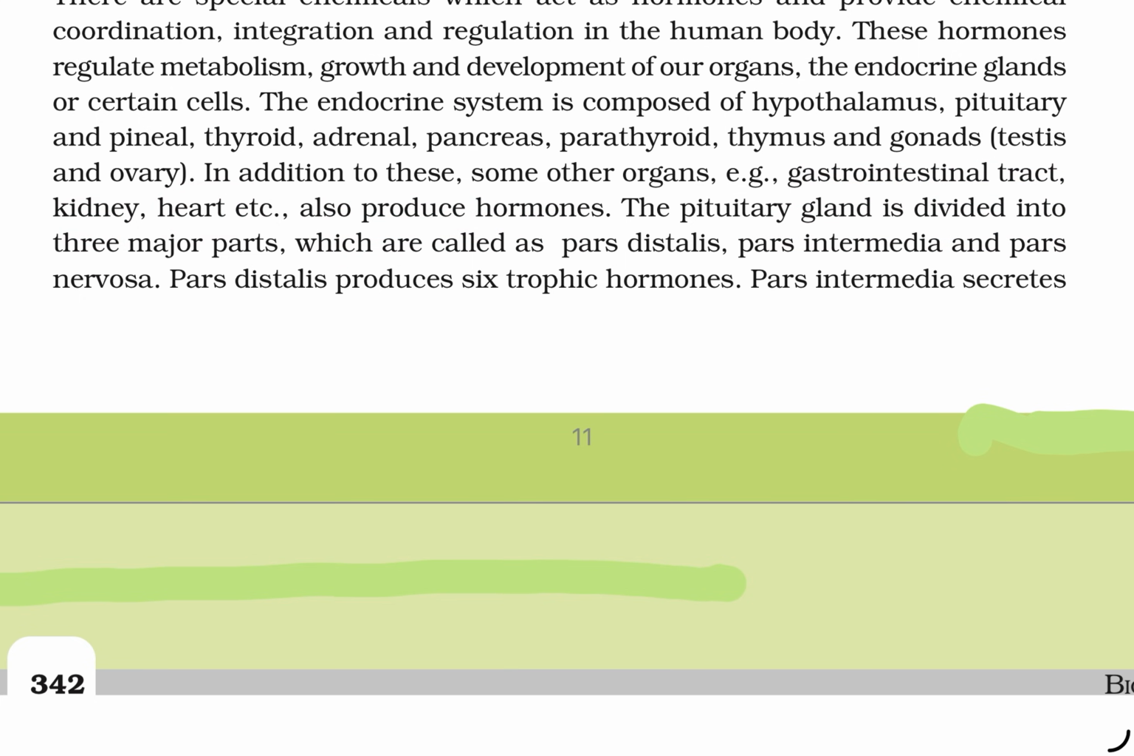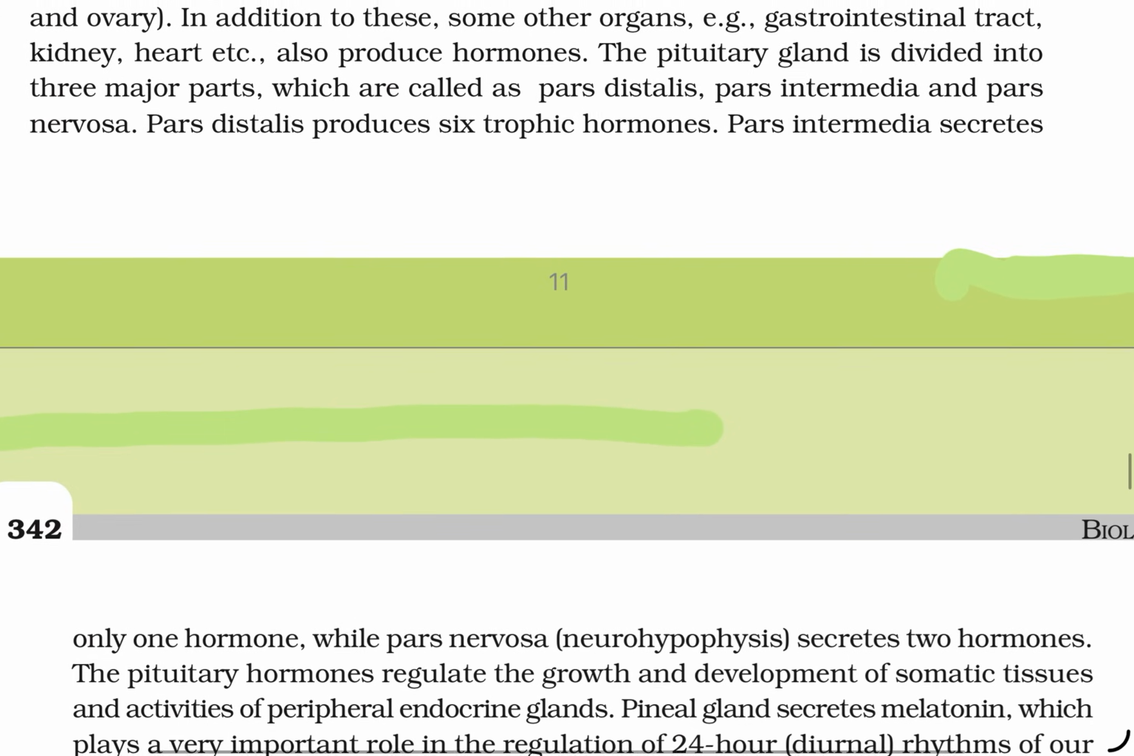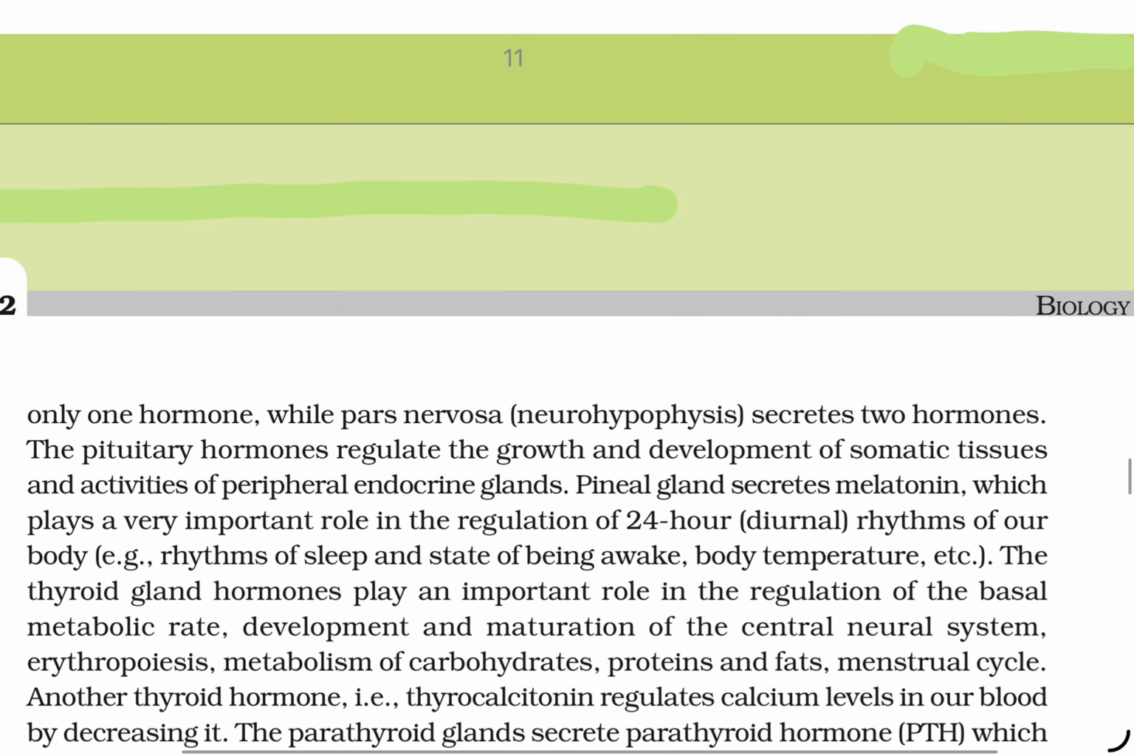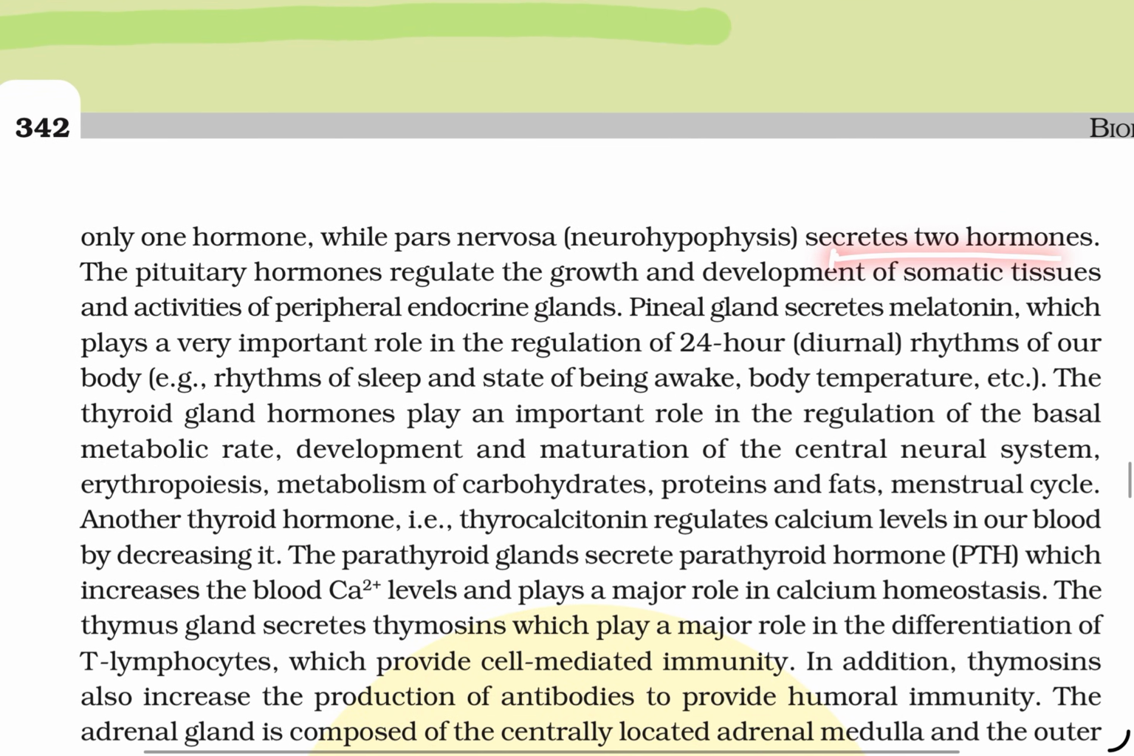The pituitary gland is divided into three major parts: pars distalis, pars intermedia and pars nervosa. The pars distalis produces six trophic hormones. Pars intermedia secretes only one hormone, while the pars nervosa secretes two hormones. The pituitary hormones regulate the growth and development of somatic tissues and activate peripheral endocrine glands. The pineal gland secretes melatonin, which plays an important role in the regulation of the 24-hour diurnal rhythms of our body, the rhythm of sleep and wakefulness, and body temperature.